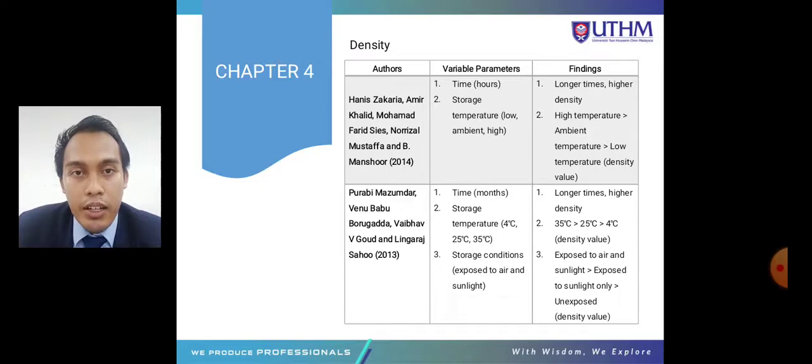So my result from this study, in terms of density: past research from Hanif Zakaria studied the effect of temperature on the quality of biodiesel after the biodiesel has been stored for a certain period of time, at low, ambient and high temperature. It showed that the density value is higher at high temperature compared to ambient and low temperature after a certain period of time.